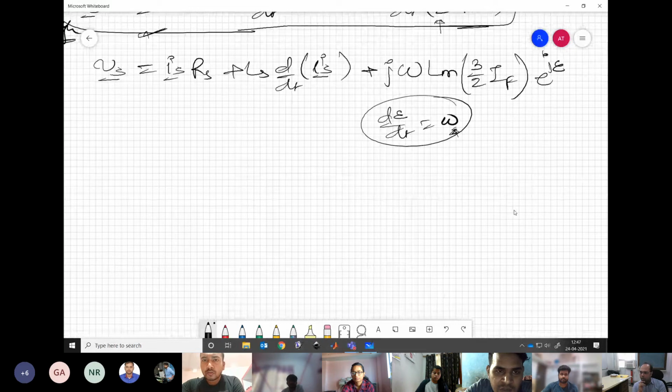On screen, we are able to see the equation of voltage Vs, which is equal to Is Rs plus Ls d by dt Is plus j omega Lm 3 by 2 If into e power j epsilon. And d epsilon by dt is equal to omega. That's all? Yes.